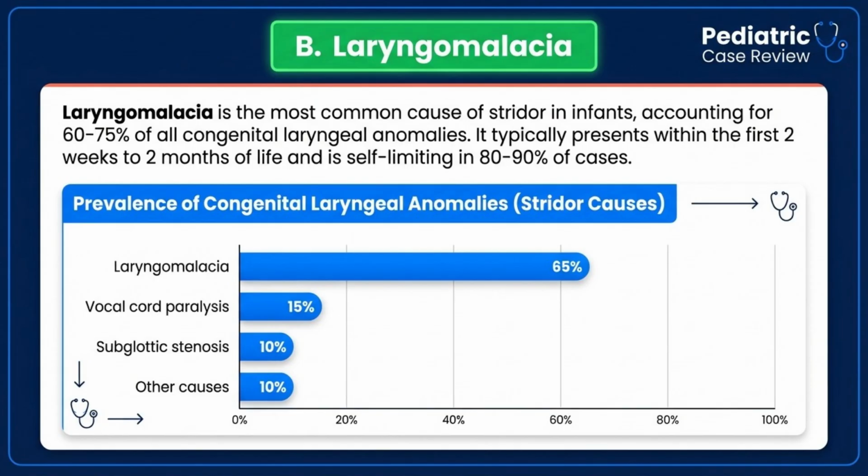As shown in the prevalence chart, laryngomalacia is the most frequent cause of stridor in infants, making up 65% of cases. It typically presents within the first 2 weeks to 2 months of life. Fortunately, it is a self-limiting condition in 80 to 90% of these pediatric patients.